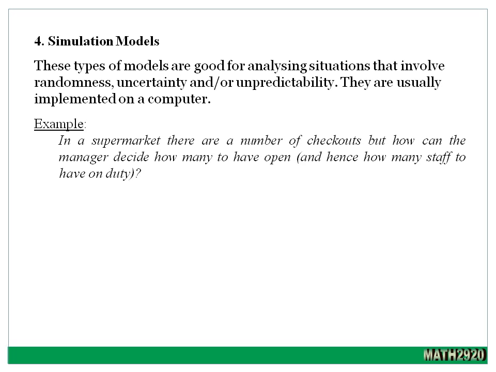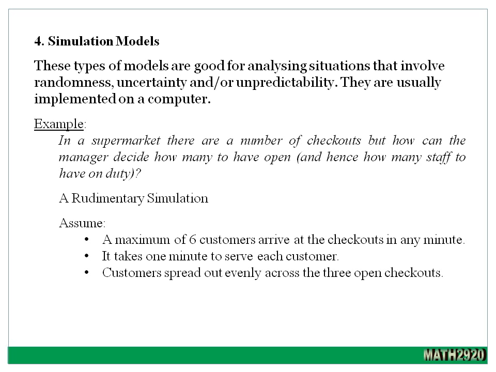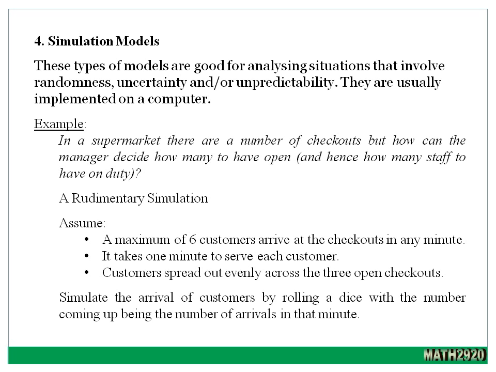Let's do a really rudimentary simulation here. Let's assume for the minute that a maximum of 6 customers arrive at the checkouts at any minute. Of course, in a real model, you'd actually get this data from observations of your particular supermarket. Imagine it takes 1 minute to serve each customer. Of course, that's not quite correct, but that'll do for our model. And customers spread out evenly across, in this case, 3 open checkouts. So what we're going to do is simulate the arrival of customers by rolling a dice, and have the number that comes up when you roll the dice being the number of arrivals in that minute.